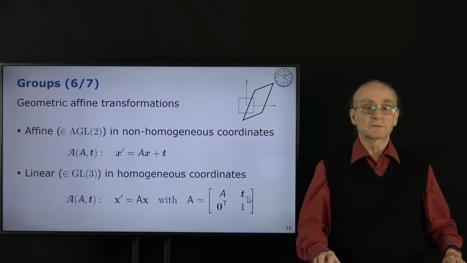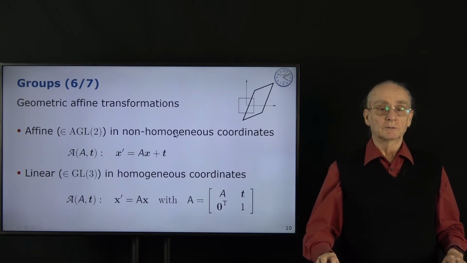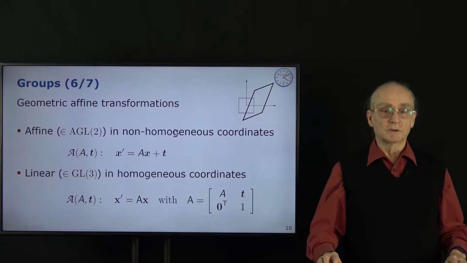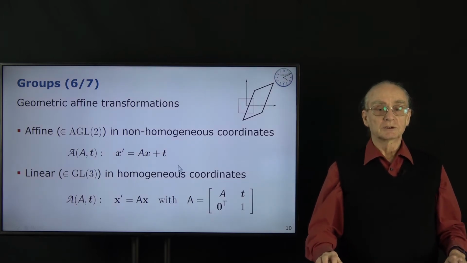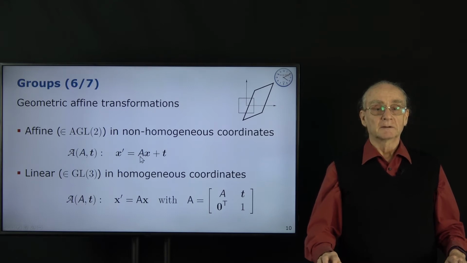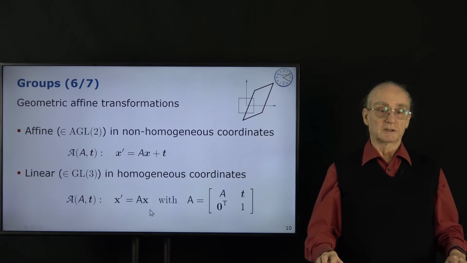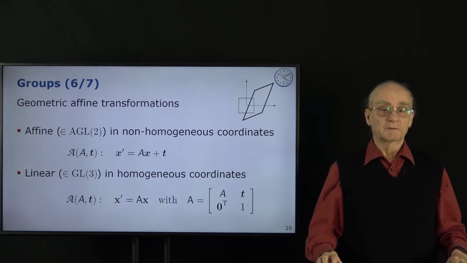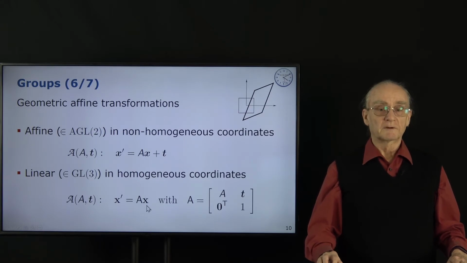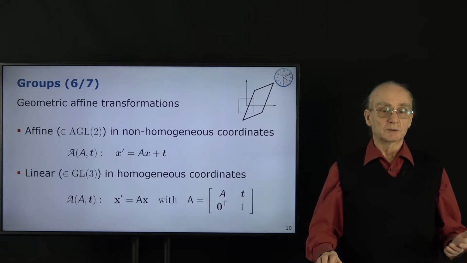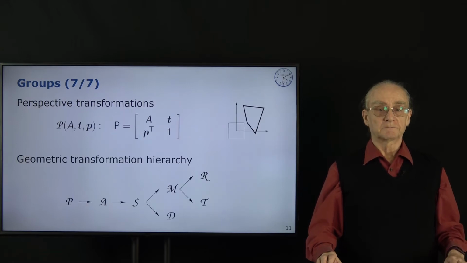And now you see the difference between using non-homogeneous normal coordinates, as you know it from school, and homogeneous coordinates. The difference is that if we write it in non-homogeneous coordinates, we have here the affine group in terms of mathematics, and here the linear group of transformations. And this is a big advantage because we can use all the properties of linear groups. For instance, the concatenation will use this to advantage.